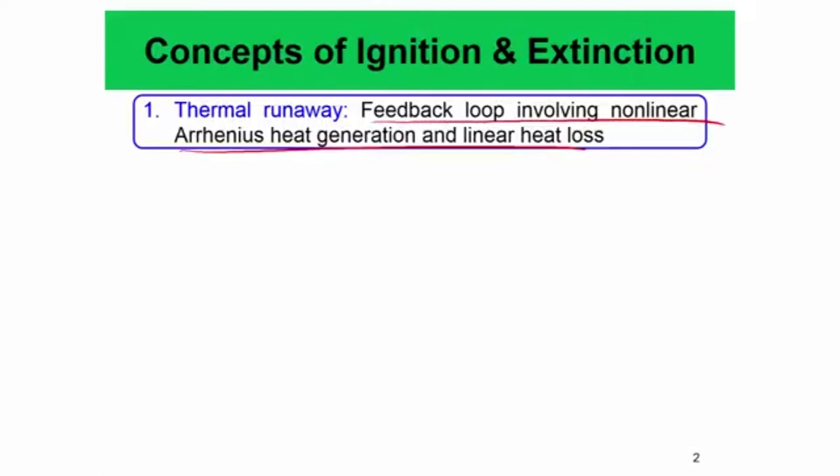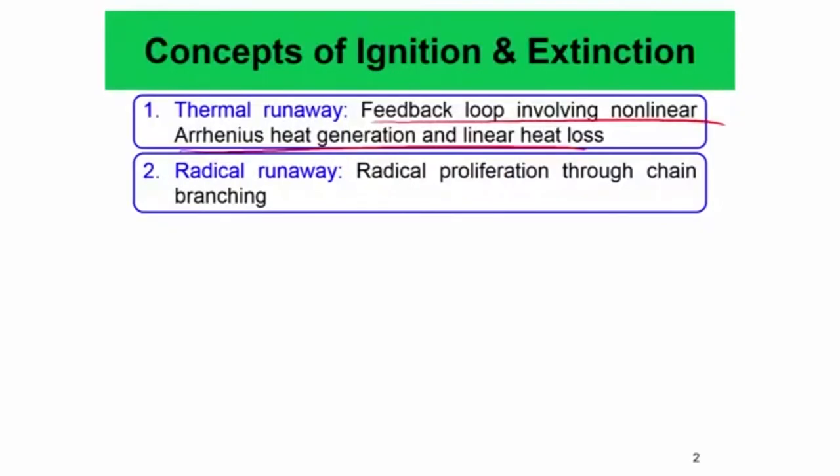So, what I mean by this is that after you ignite, the temperature slowly increases. As the local temperature increases, the local rate of reaction increases. Once the local rate of reaction increases, the temperature further increases, and this further increased temperature again increases the reaction rate. But at the same time, as the temperature increases, the heat loss also increases, because the temperature difference with the surrounding also increases.